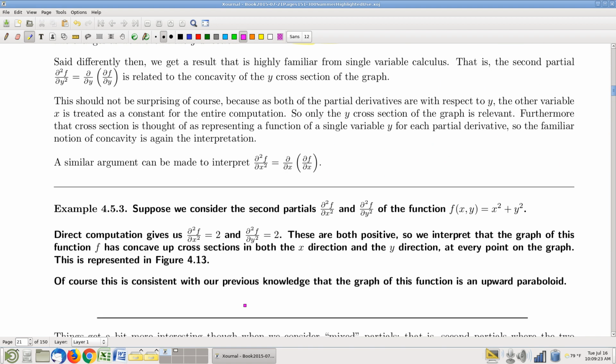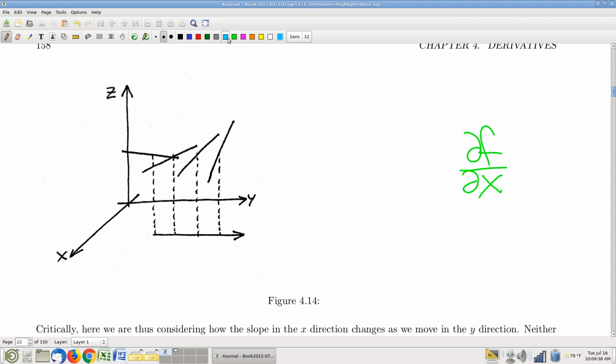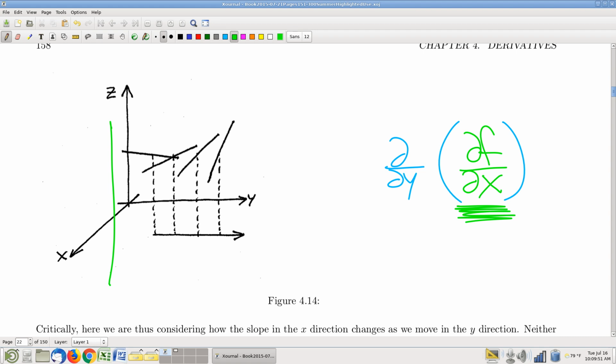It's a matter of interpreting appropriately then. So here's the picture I like to draw, and there's no perfect picture of this, by the way. So here we go. We're going to look at the partial of f with respect to x, and then we're going to take the y partial of that. And let me just remind you, we have an interpretation of partial with respect to x. It is straight lines.